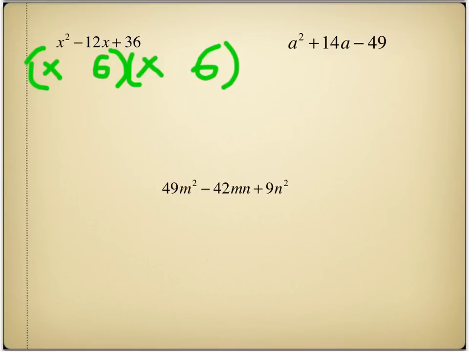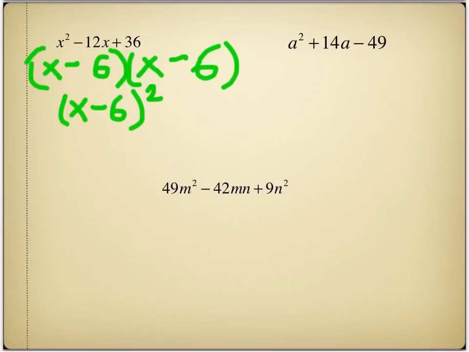So 6 and 6, but then the question would be what kind of signage goes in the middle. And again, you have to notice that since that middle term is negative, that's what my signs have to be in each of these. So x minus 6 times x minus 6, or of course you could write that as x minus 6 squared like that. Okay? Alright, next example.